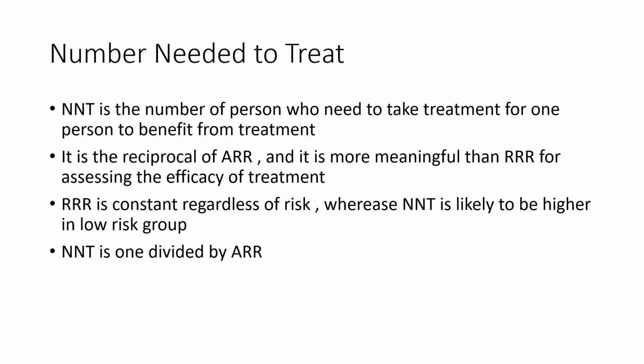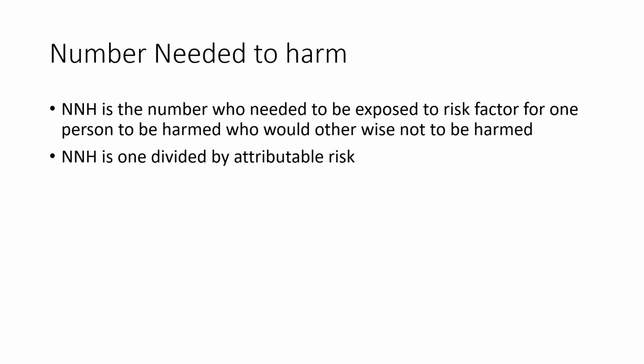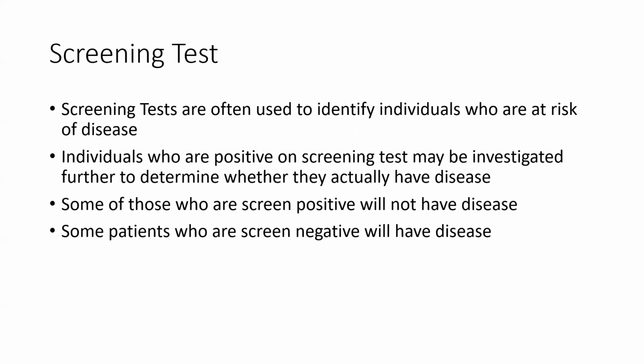So it is more meaningful than the relative risk ratio for assessing the efficacy of the treatment. Relative risk ratio is constant regardless of the baseline risk, while the NNT is likely to be higher in the lower risk group. So NNT is 1 divided by attributable risk. Now the next is number needed to harm. Number needed to harm is the number who need to be exposed to a risk factor for one person to be harmed who would otherwise not be harmed. So NNH is 1 divided by attributable risk.